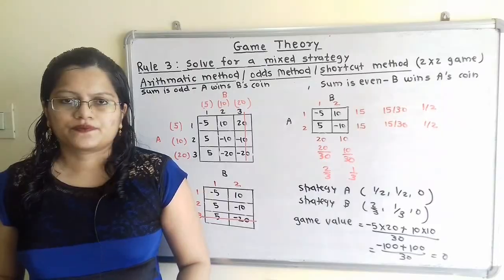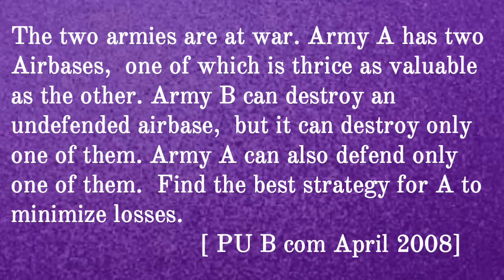We will read the third question for the algebraic method. Two armies at war. Army A has two air bases, one of which is thrice as valuable as the other. Army B can destroy an undefended air base, but it can destroy only one of them. Army A can also defend only one of them. Find the best strategy for A to minimize its losses. This question was asked in PU BCom April 2008.